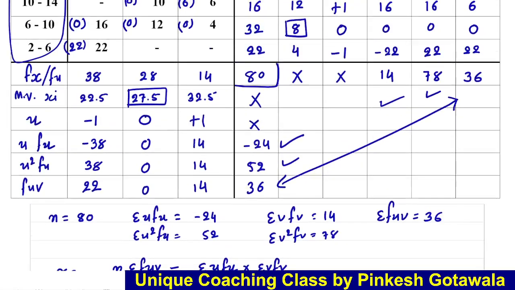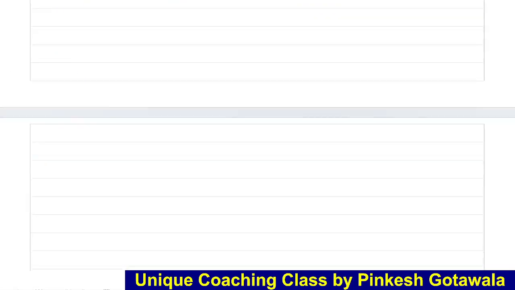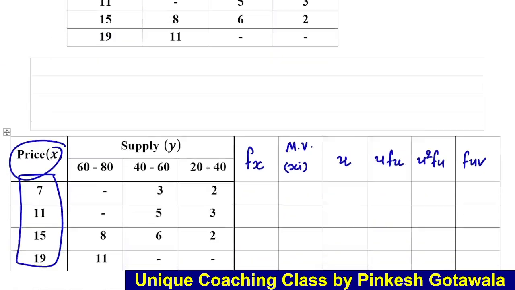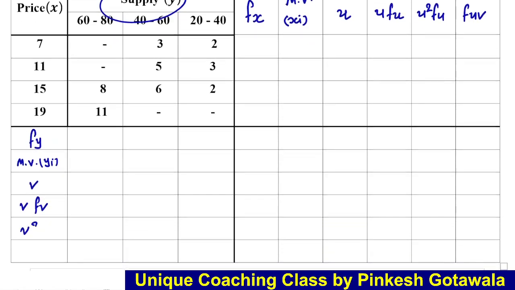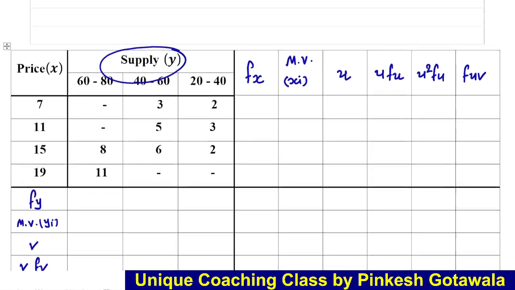Normally this u, fu was prepared as a row. We used to show it in a row, now it's the opposite side, so it is not a special twist point, it's a simple point. And on this side supply y is given, so its frequency is fy, mid value yi, then v, fv, v square fv and fuv. This way we are going to prepare the row and column.